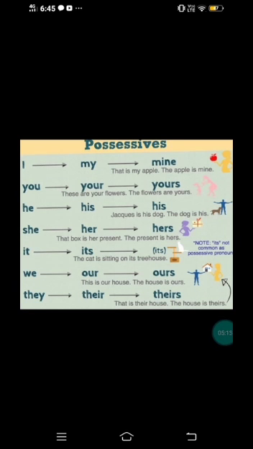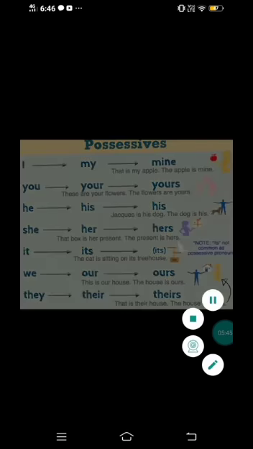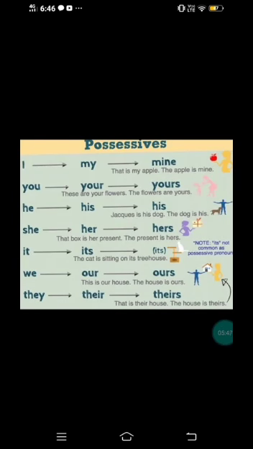Now if you see in the third column: mine, yours, his, hers, its, ours, theirs. All these are what? Possessive pronouns. The first person I. To say about the possessive pronoun, we say in this way. The apple is mine. We are saying that it belongs to me. To tell that something belongs to the second person, the flowers are yours.